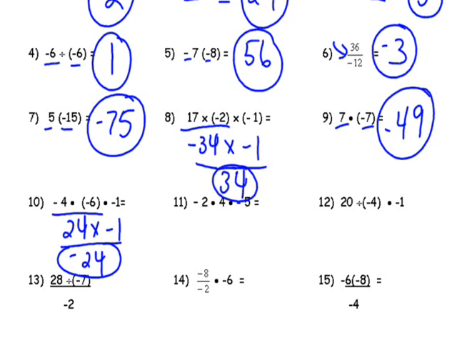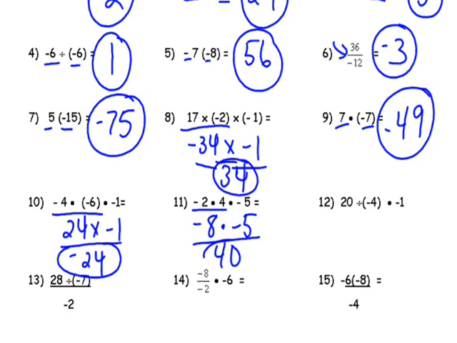In our next example, let me just kind of move this out of the way here. -2 times 4. So 2 times 4 is 8. Now let me look at the signs. They are opposites. So it's going to be -8 times -5. Well, 8 times 5 is 40. The signs are the same, so it's positive 40.